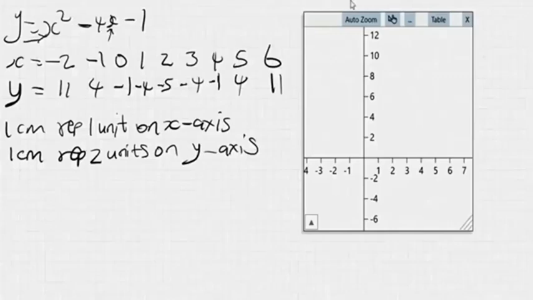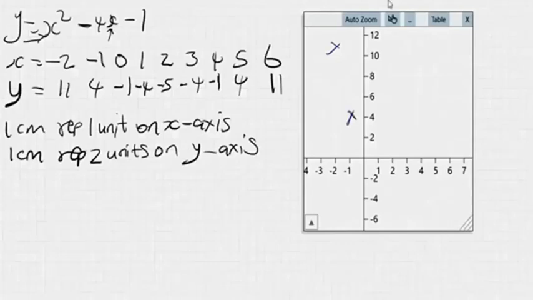So when our x is -2, our y is 11. So if you trace it, 11 will be in between this thing and 12. So the point will be somewhere here, in between 12 and 10. So when our x is -1, our y is 4. So when you trace it, this is where it's going to be. The point will be somewhere here.